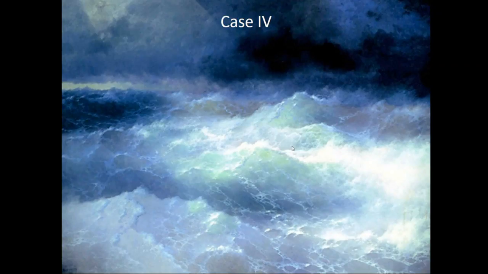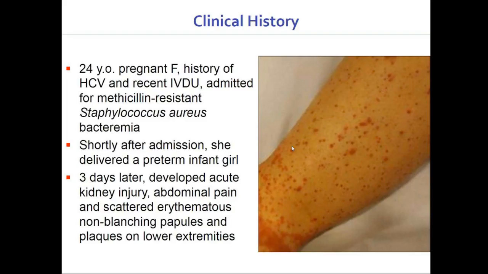Case 4. This is a sad case of a 24-year-old pregnant woman who was admitted with a history of hepatitis C virus and recent intravenous drug abuse, and she was admitted for methicillin-resistant Staph aureus bacteremia. Shortly after admission, she delivered a preterm infant girl. 3 days later, she developed acute kidney injury, abdominal pain, scattered erythematous, non-blanching papules and plaques on the lower extremities as shown here.